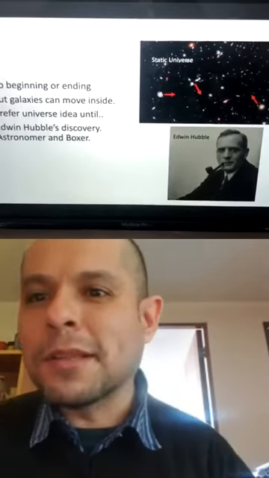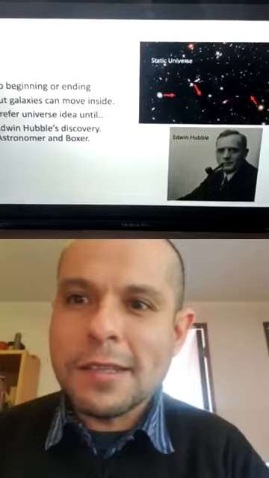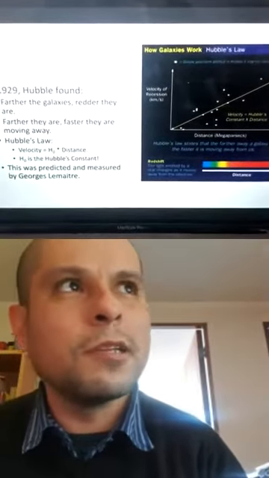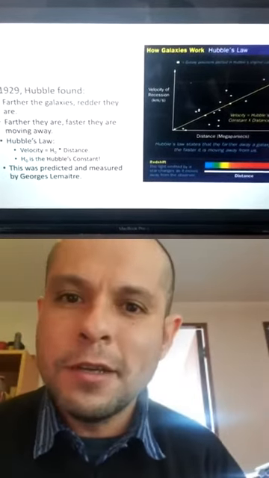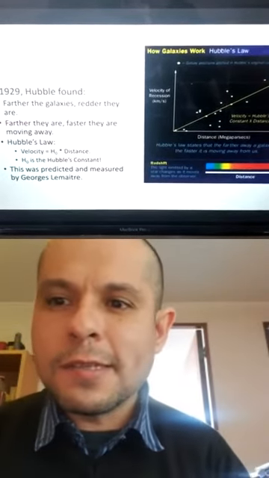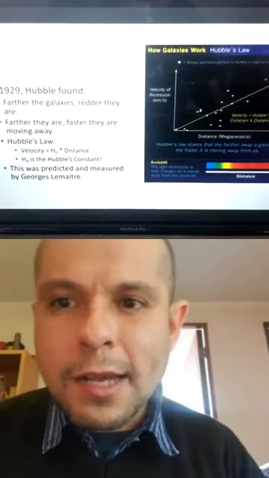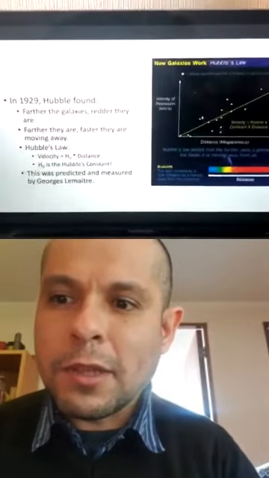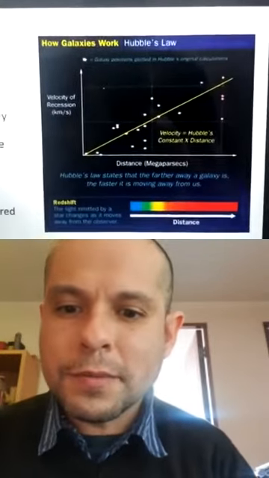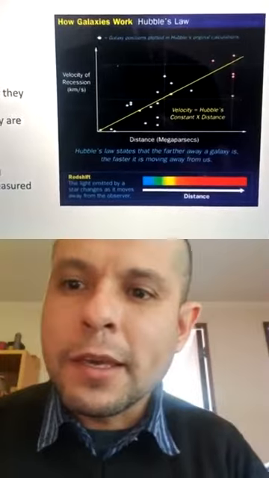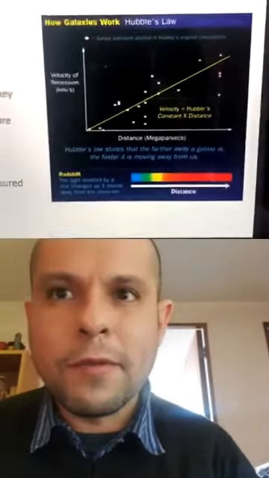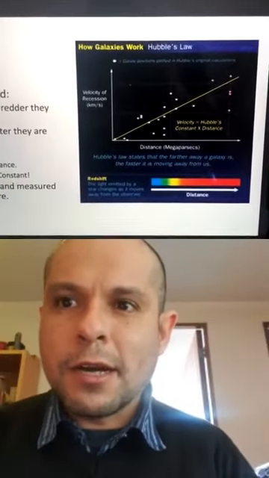What Hubble discovered, in the next slide, you can see what he realized. He was working at Mount Wilson, I think that's in California, and what he did is basically take galaxies, see their color, and with the color, he measured the velocity of the galaxies using the Doppler effect. I don't know if you guys know about the Doppler effect.